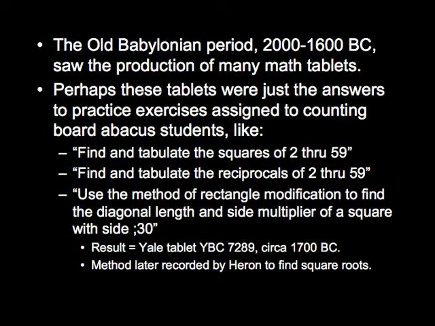But perhaps these tablets were just the answers to practice exercises assigned to counting board abacus students, like find and tabulate the squares of 2 through 59, or find and tabulate the reciprocals of 2 through 59, or use the method of rectangular modification to find the diagonal length and side multiplier of a square with side 1/2, or 30. The result of the last one, of course, was the Yale tablet YBC 7289 around 1700 BC, a method later recorded by Heron to find square roots, what we call Heron's method.